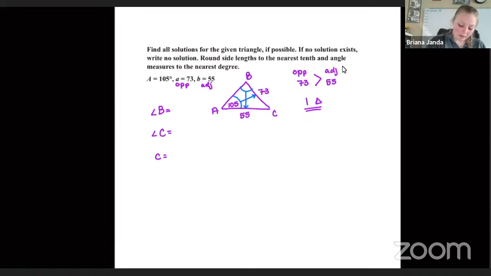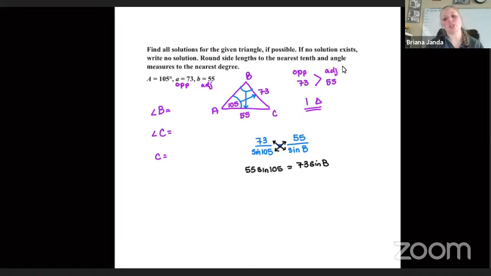So our setup is going to look very similar to one I know, 73 over sine of 105 and 55 across from sine of angle B. And there's our first difference, is our unknown is our angle, not our side length. So please follow closely on this first example of solving for an angle. It's going to be a little bit of a get to know our calculator also. But what I'm going to do is look at our cross multiply method here. And so I would have 55 times the sine of 105 equals 73 times the sine of B.